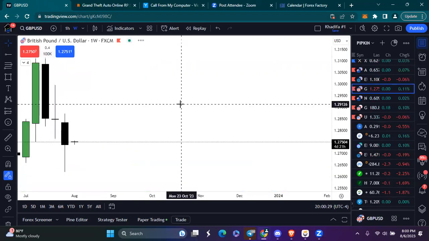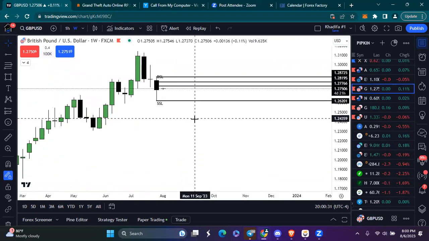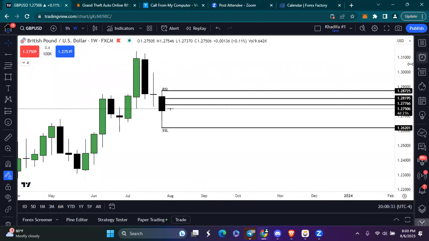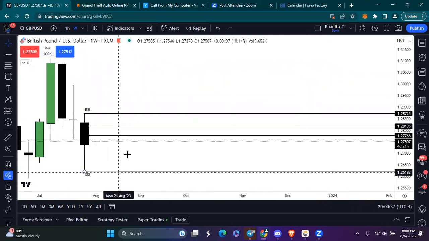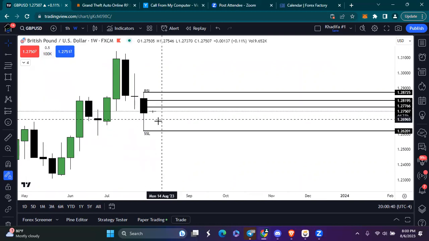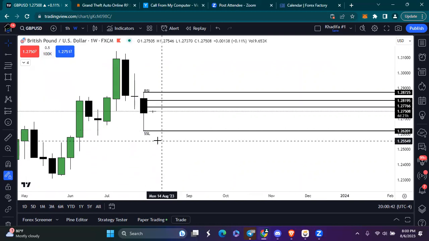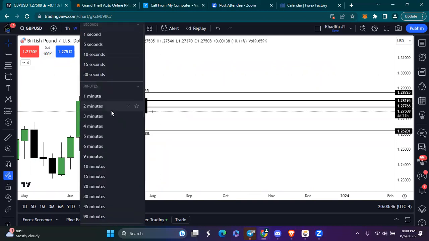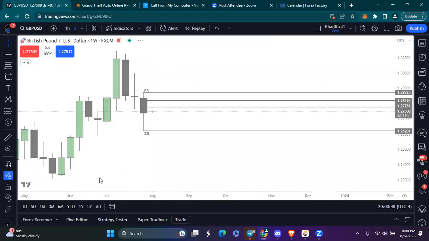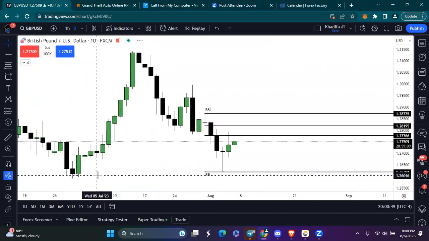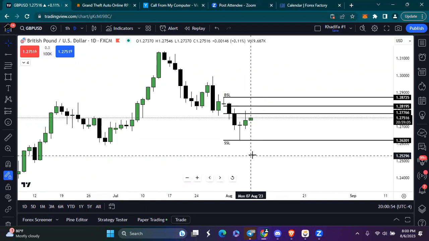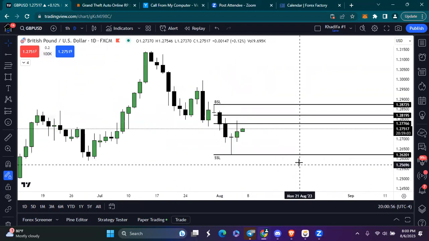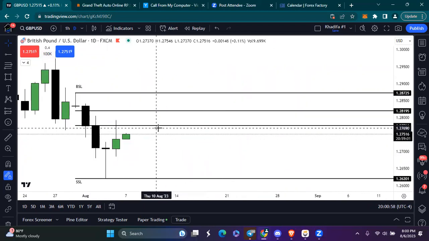Moving on to GBP USD. We're looking at the same thing. I'm looking for us to expand lower to run last week's sell side liquidity. We go down to the daily time frame just to get a better view. Yeah, I would love to see us expand lower to run sell side liquidity.